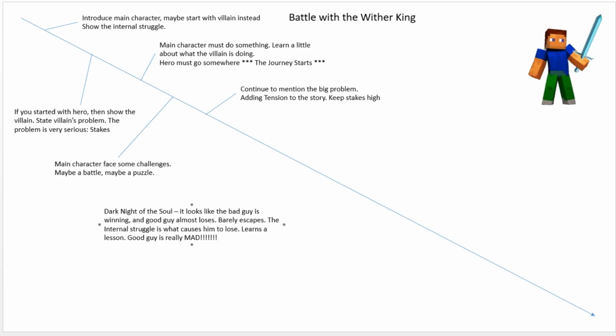Sometimes this part is called the recommitment. I always spell this wrong. Did I get it? Let's see. Yes. So the recommitment, it means he's recommitting to his journey that he started up here. And he's recommitted to the internal struggle and defeating the bad guy. And he is not going to quit.